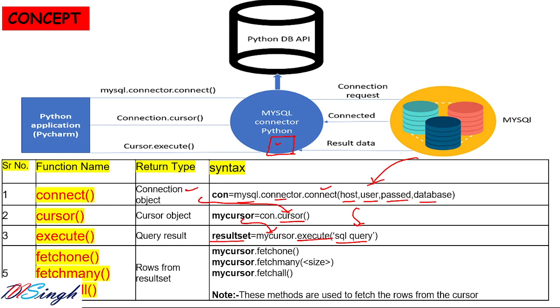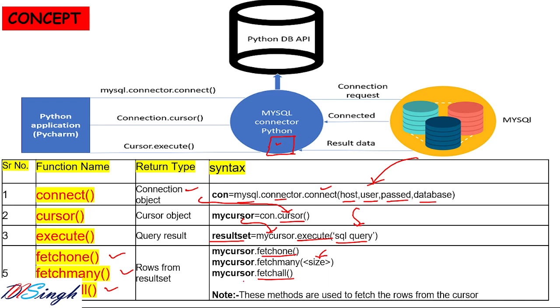The result set is an iterable object. Directly you can perform a for loop, or using a loop you can access row by row from this result set. Otherwise you have three functions, fetchone, fetchmany or fetchall, which are used to get records from the cursor. Fetchone will fetch a single record one by one. Fetchmany means you need to give the size, how many records you want from the cursor.